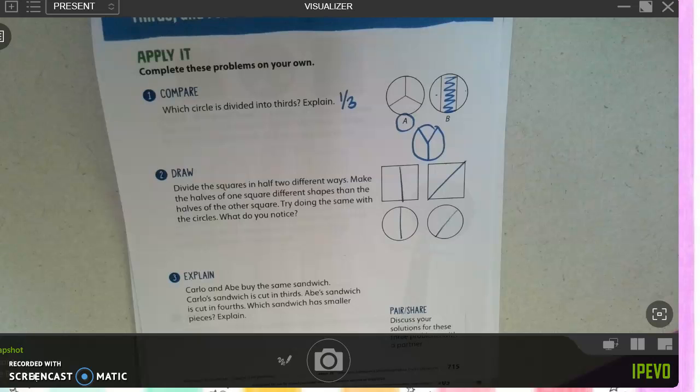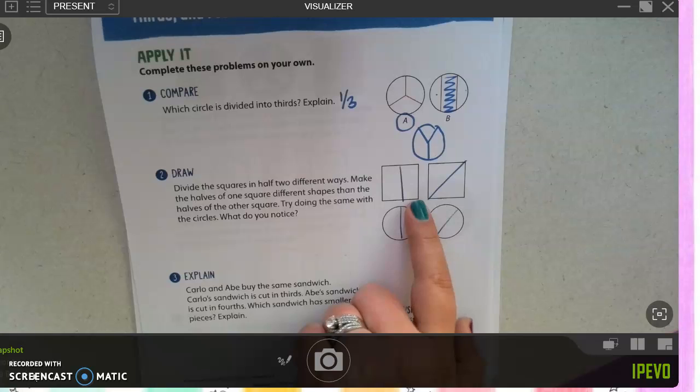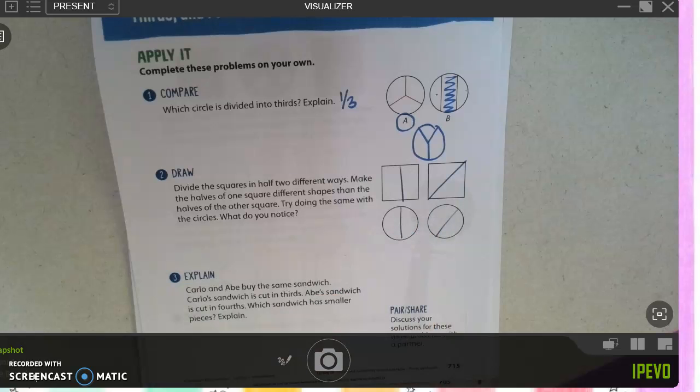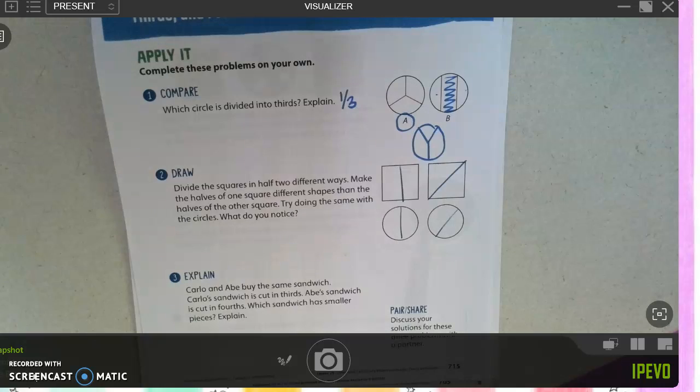Does that make sense? So the shape of our squares can change because they have corners, and we can go from different places on the straight line. But a circle is one circled line, and whenever we divide that in half, we're going to end up with the same shapes. So what it wants us to notice is that the squares can be divided into two different shapes. The circle is always half a circle.